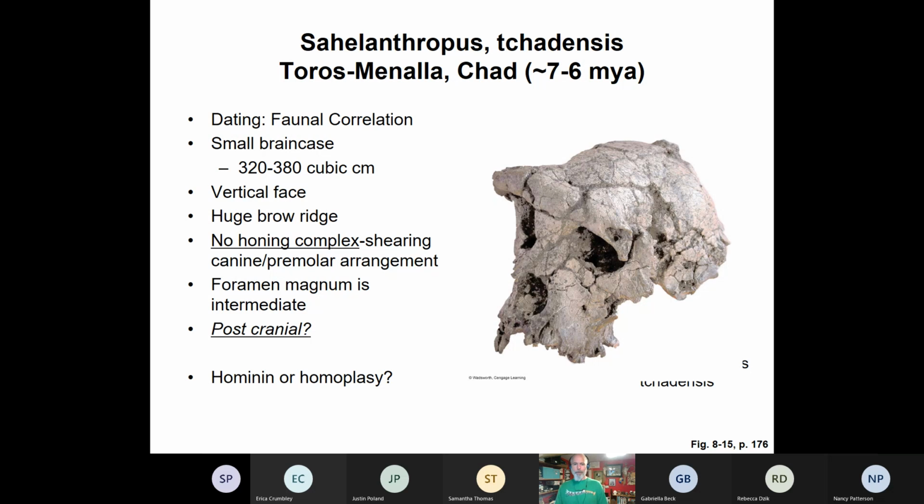Homoplasy meaning that these traits could have developed independently in both the hominins and the hominoids, and not necessarily be indicative of being ancestral to us, but possibly just an anomaly. But anyway, there's strong speculation that this is a hominin. Any questions?